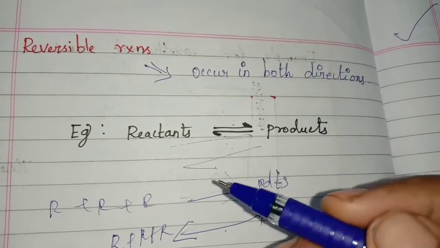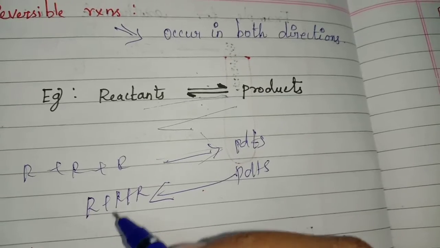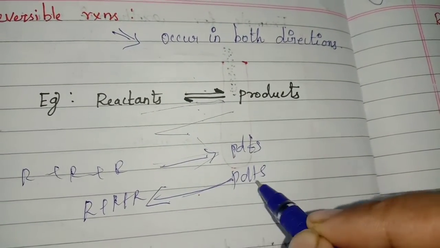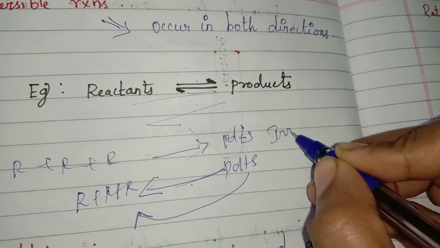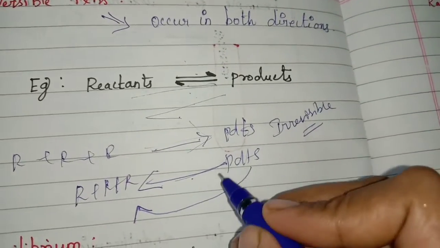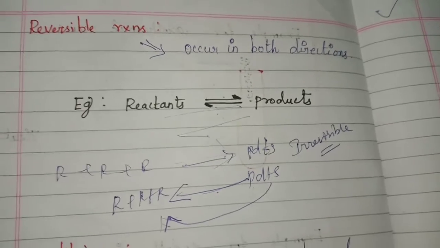An irreversible reaction means we cannot get the reactant again. A reversible reaction means the products will give the reactants again. But an irreversible reaction is totally opposite to a reversible reaction. It cannot undergo this. So this is known as a reversible reaction.